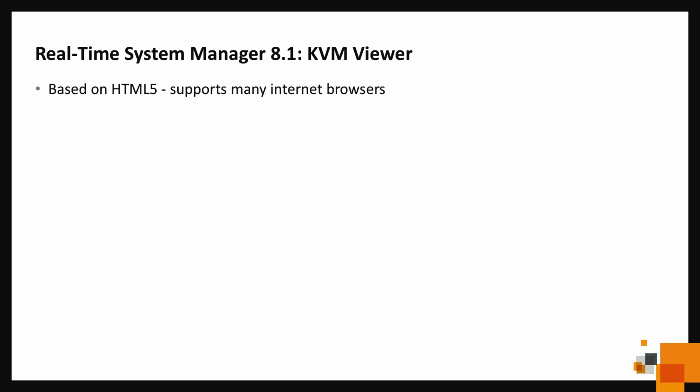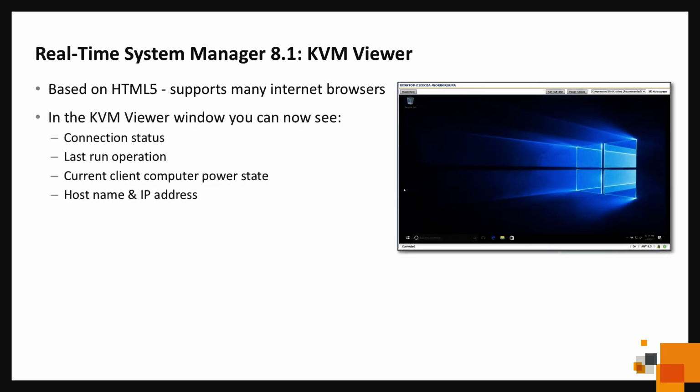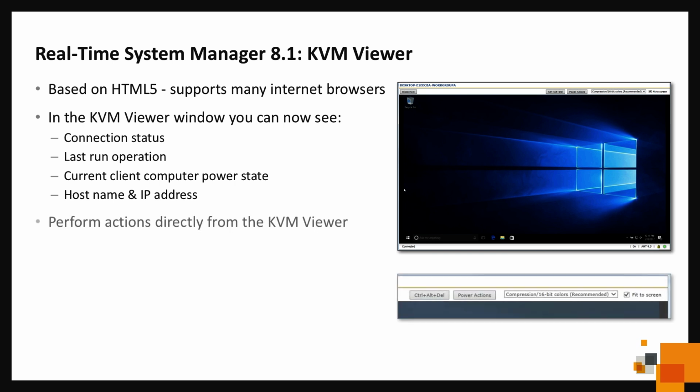So if you know the old interface, it was a little different. We have HTML5 support on it, so it supports many browsers now instead of just one or two. Okay, this is what it looks like. Not the best screenshot, but it's basically a remote view of that machine. Okay, so it now shows you the connection status, last run, what is the last operation you did on it, the current client computer power state, what state it's in at the moment, the host name and address, and a few other bits of information.